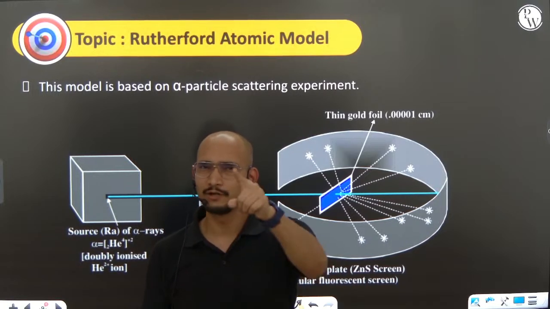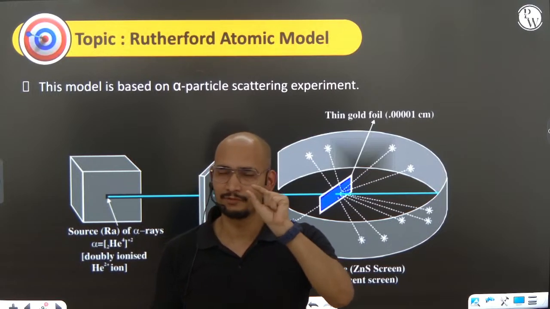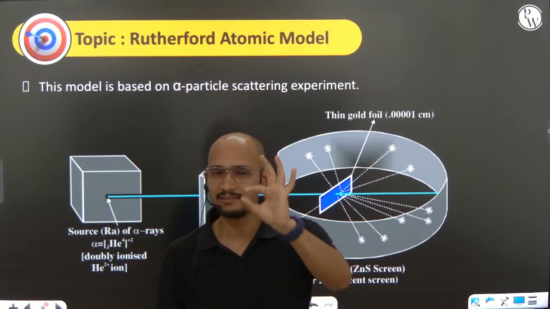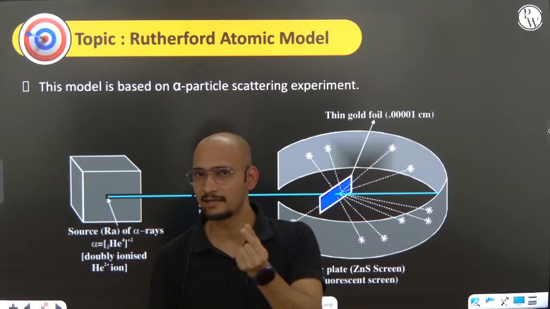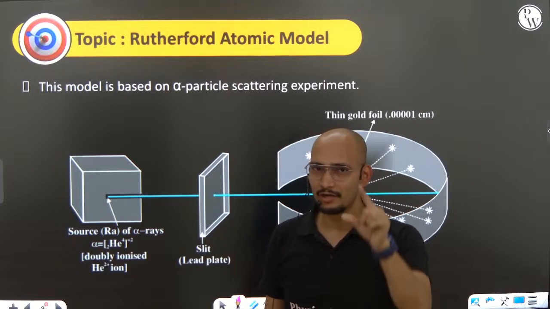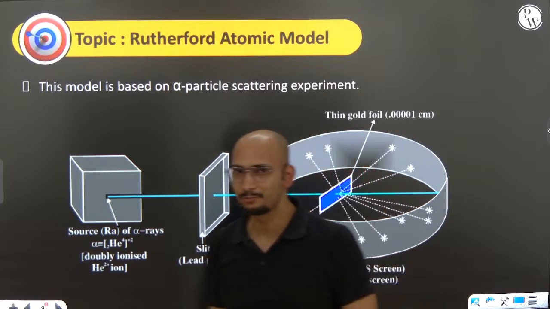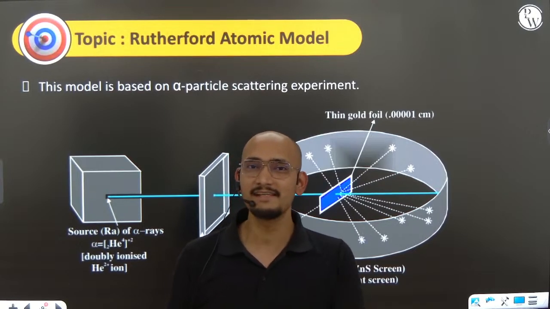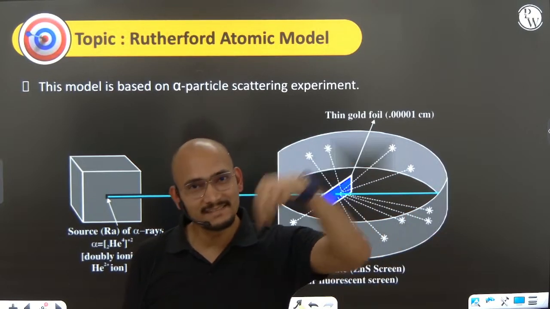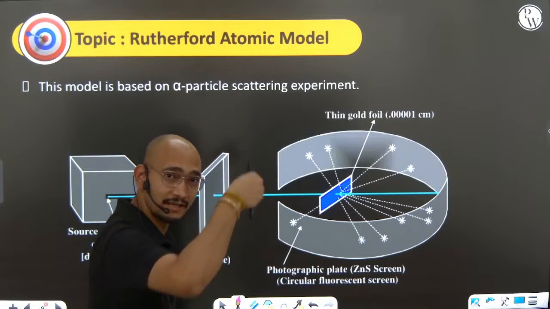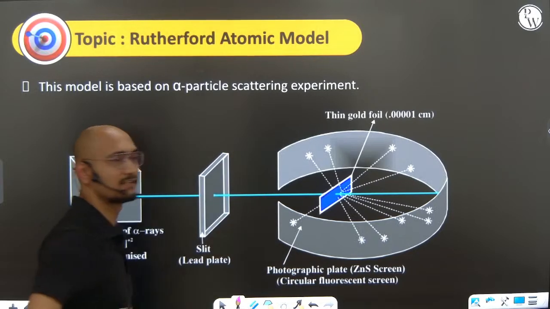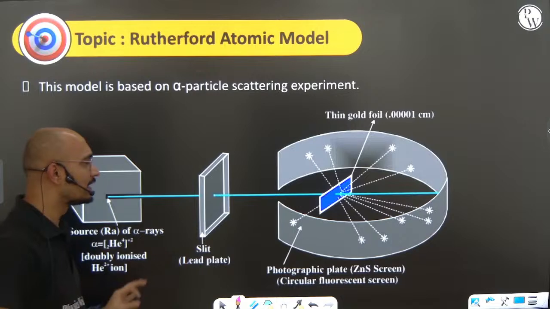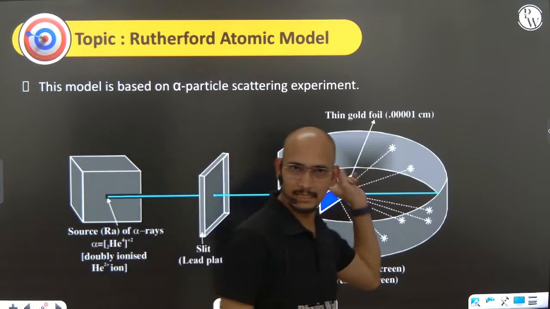So of course, what we can say? We will have to give some name to that very small region that is positively charged and also very heavy. That is called the nucleus. So basically with Rutherford's model, what we found out? We found out the nucleus. And then he explained the proton is inside the nucleus. So the name proton was first taken in Rutherford's atomic model. That's why we say that the proton was discovered by Rutherford.